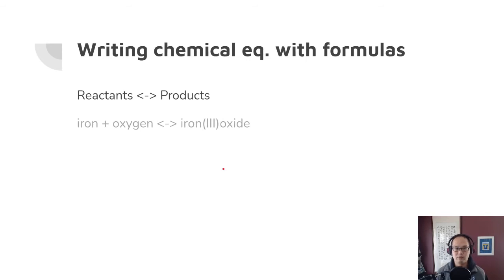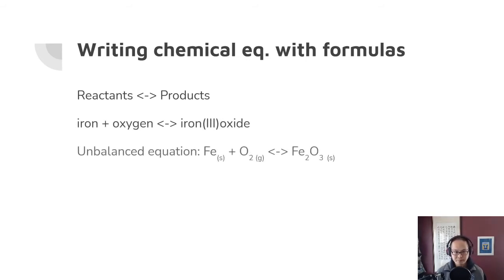Okay, the next step we want to do, and really the important thing, is that we are going to write the chemical equation with formulas. So, as a reminder, again, reactants on the left, products on the right. Iron plus oxygen yields iron 3 oxide. Let's start with this one. Okay, so here is your unbalanced equation.